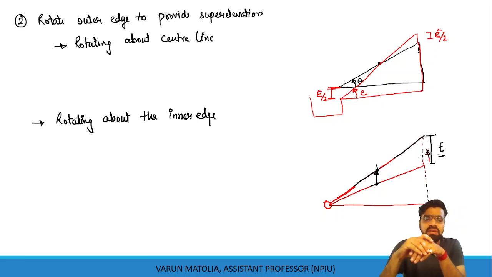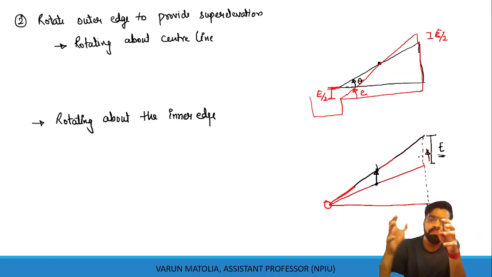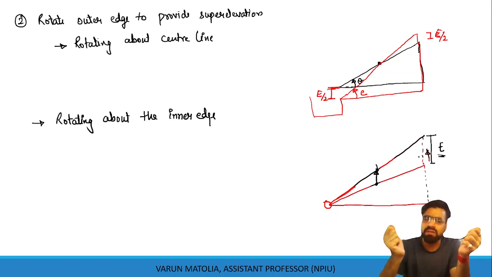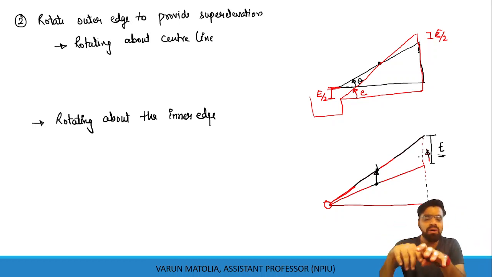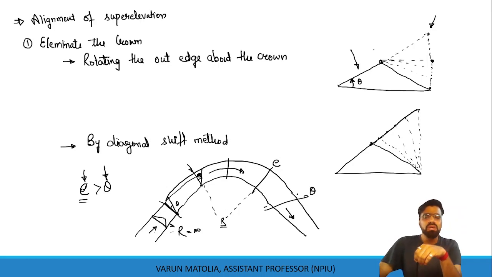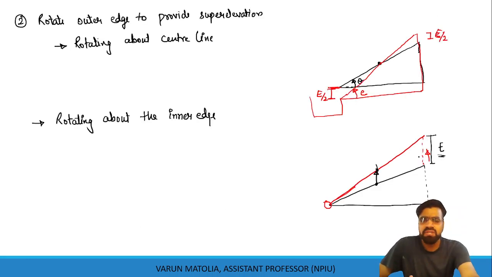The extra material which is required to provide the super elevation rise is not required, as the material from the depression or excavated material can be used for this rise. But here there is no excavation, there is only rise. So we have to provide the extra material. So this is how initially we eliminate the crown, and with the transition we provide the super elevation. So the alignment of super elevation is done in these two steps. First, eliminating the crown, then rotating the edge to provide super elevation.